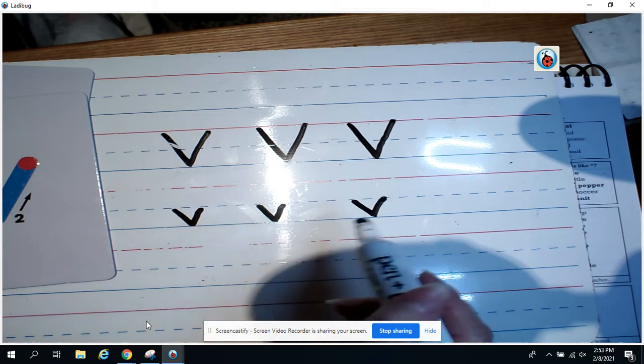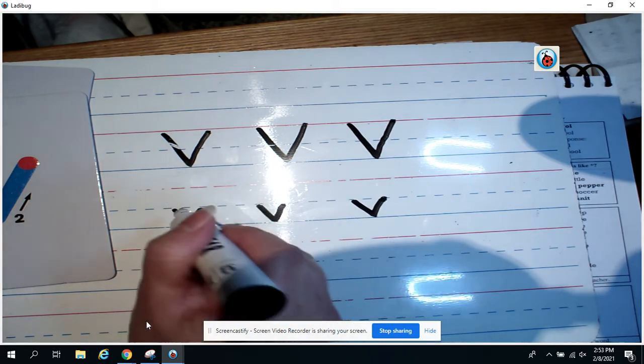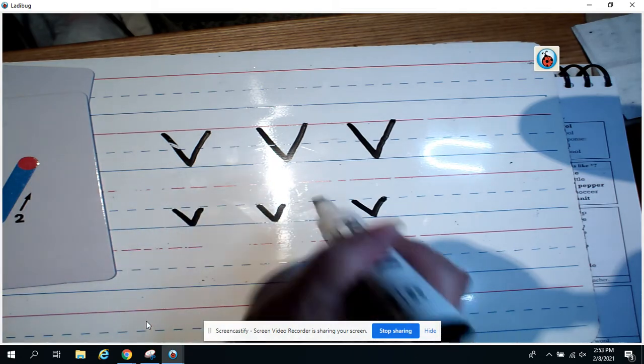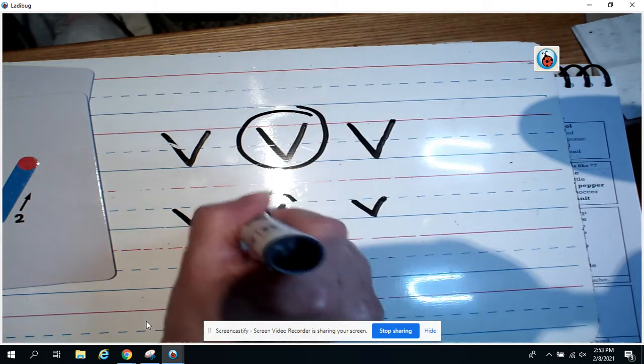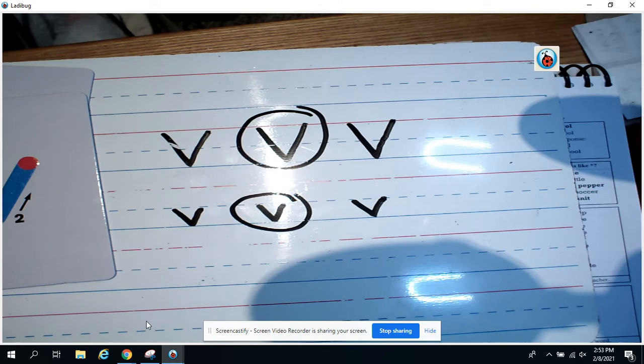All right. So V, circle your better ones. I think mine was the middle one at the top and probably the middle one at the bottom. So you can circle your best V's. Remember, you can stop the video anytime and keep practicing and catch back up.